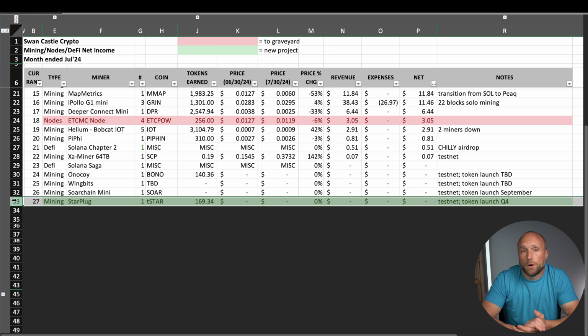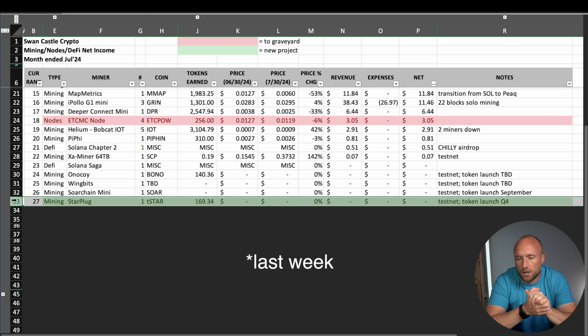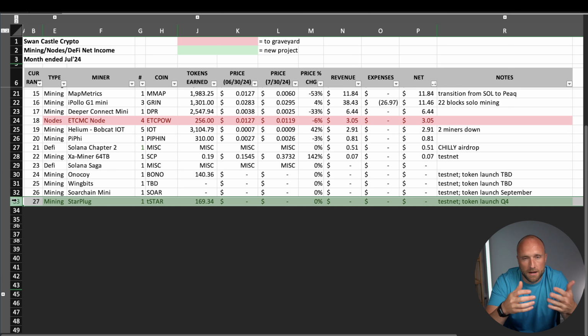Number 27 is a new project this month, the Star Plug. I did a video on this last month. It's essentially a smart plug that you get rewarded for using. They track your electricity use. There's not a whole lot of information on their white paper yet in terms of how this project's gonna be monetized or work, but I bought this a couple months ago because I like to speculate on various crypto DePIN projects. So we'll wait and see if Starplug could be lucrative for us as well. I believe they're planning on launching their token in Q4, so we won't have to wait too long to see how profitable this one's gonna be.